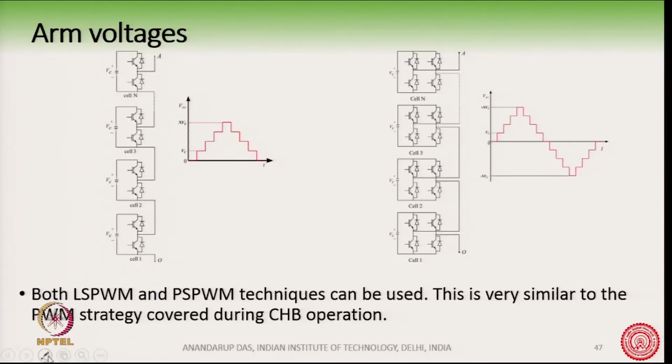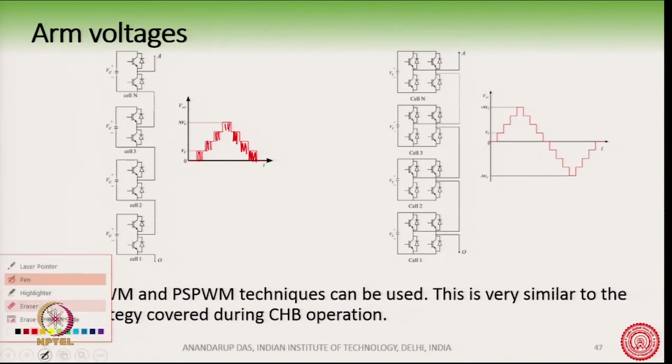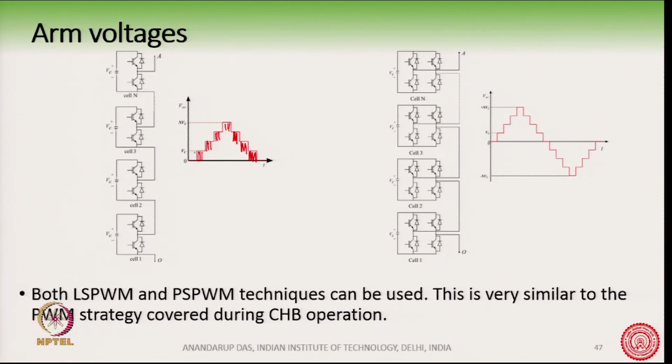This is the desirable arm voltage. Of course, we will have a PWM here, and this PWM typically looks like this, so there will be switching actions here. For example, this is the reference voltage, the reference voltage lies here. And this is the actual arm voltage, which has the PWM pulses on the waveform itself.